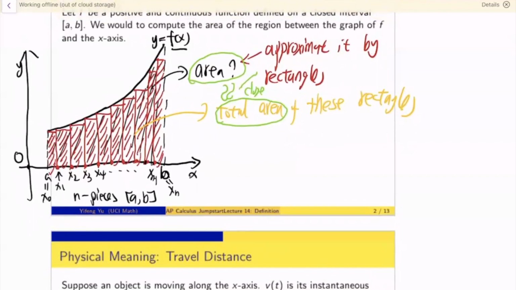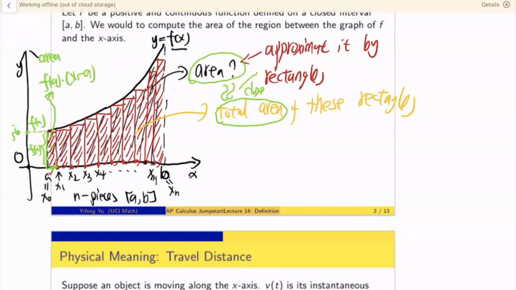Now let's try to express the area. Let's look at the area of the first one. Here is the width, and this is the height. That's how we calculate the area of a rectangle: the width multiplied by the height. What's the height? It's just the value of the y coordinate, which is f(a). So the area of the first one is height f(a) multiplied by the width, which is x1 minus a.